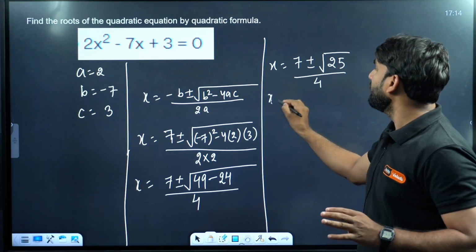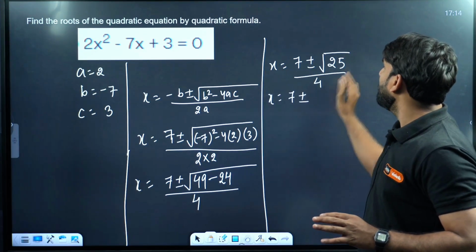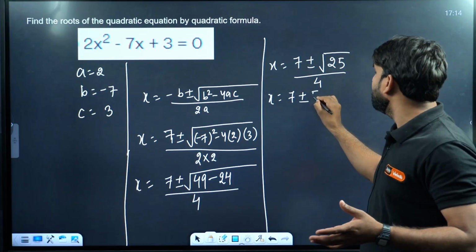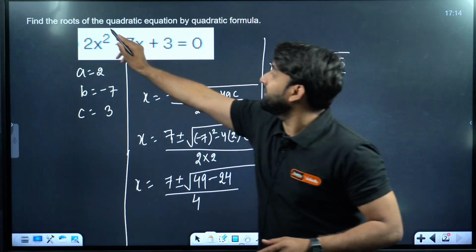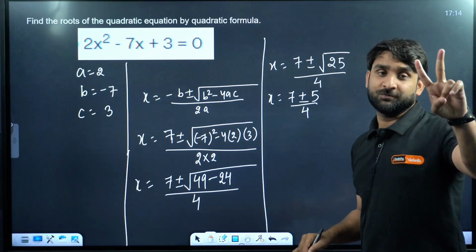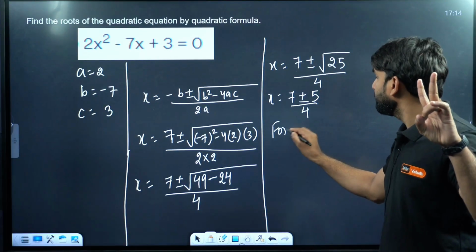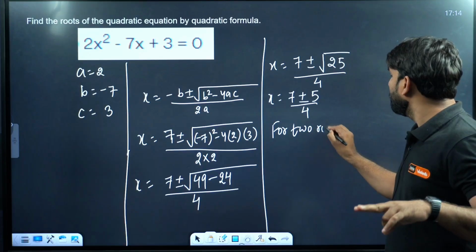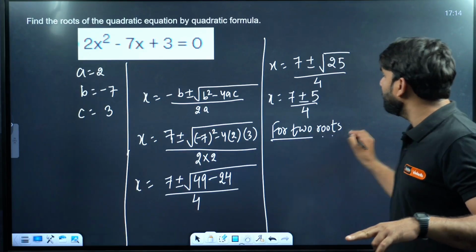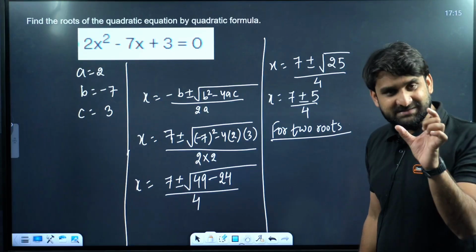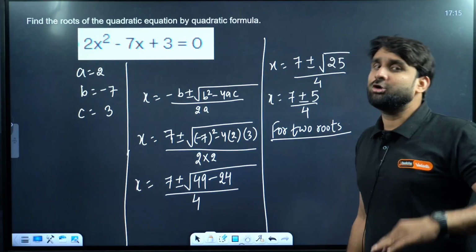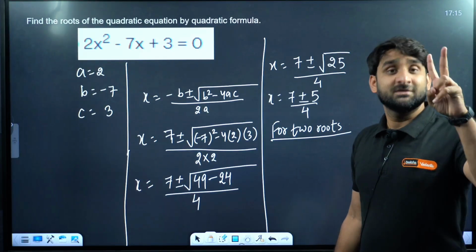And we all know under root 25 can be written as 5, divided by 4. But we are solving here a quadratic equation. So how many roots will be there? 2 roots. So to find out 2 roots, what we need to do? We have to consider first the addition, plus sign, and then the minus sign. Then automatically you can find out the 2 values of x.